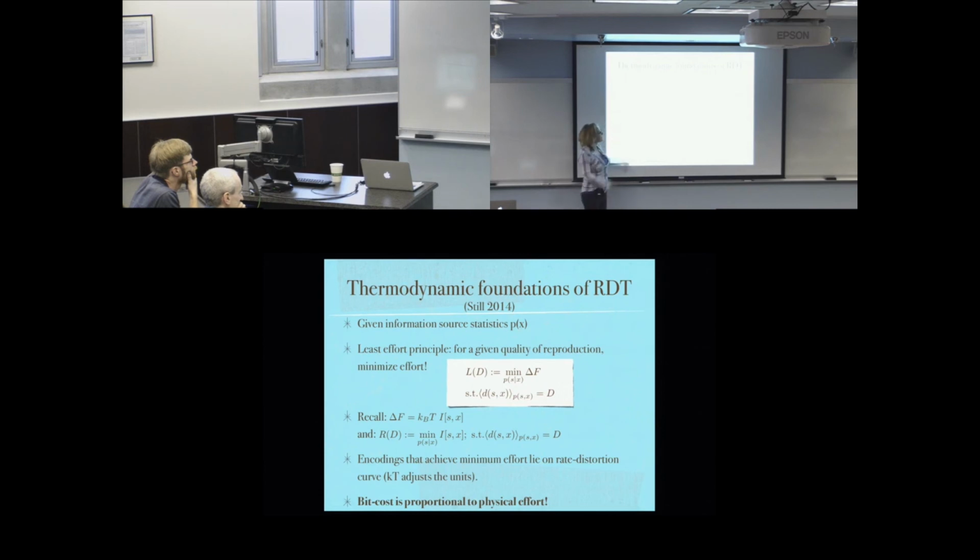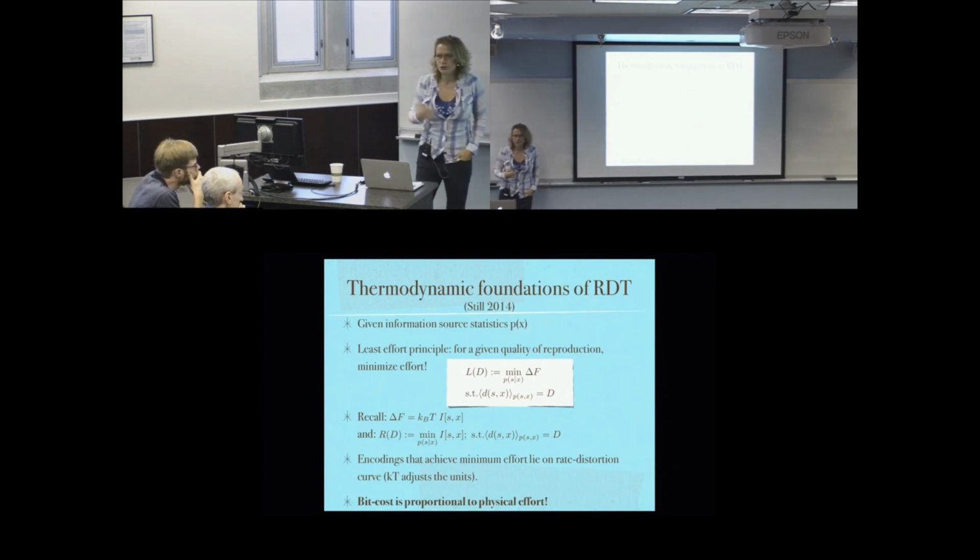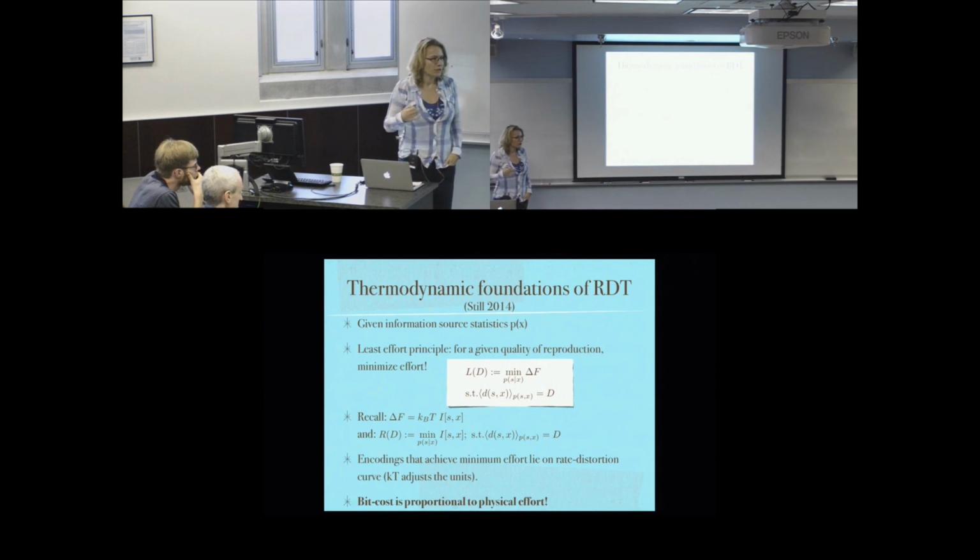So you have a laziness principle, and that, because this is kT times I, is exactly the same as the rate function, apart from the kT, which is just the units, right? So you have that the optimal lazy representation lies on the rate distortion curve. So there's a direct motivation for using Shannon's mutual information as a measure of bit cost, because really it is a thermodynamic cost. It's the least effort that you would have to put in to correlate this Y, to run your memory, this Y thing.